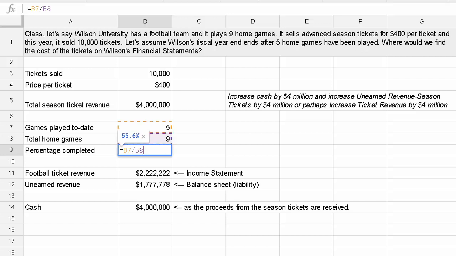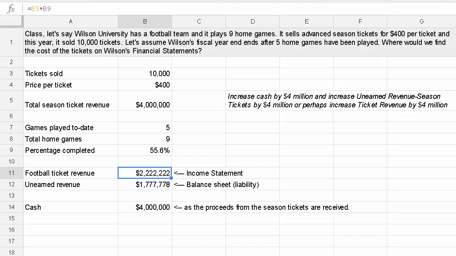So we could reasonably assume that we should record about 55.6% of the revenue, and you could use 56%, but I'll use the actual percentage and just show it rounded to 1 decimal place. So the football ticket revenue that would be earned at the end of the fiscal year would be the 4 million times the percentage completed, the 55.6%. And that comes out to be $2,222,222. That's the amount of revenue we would see on the income statement of Wilson University.